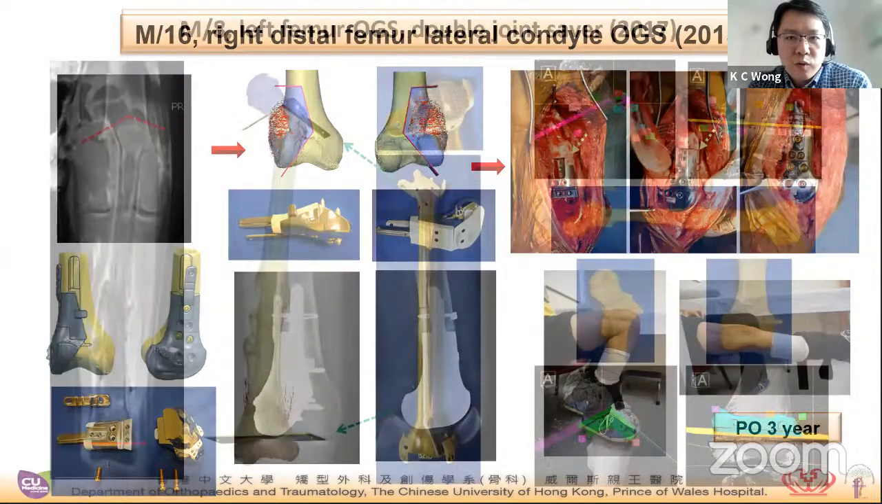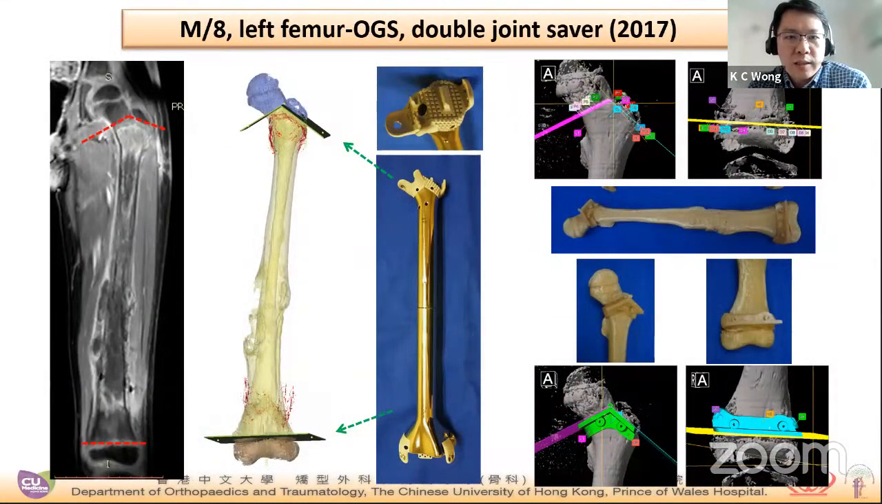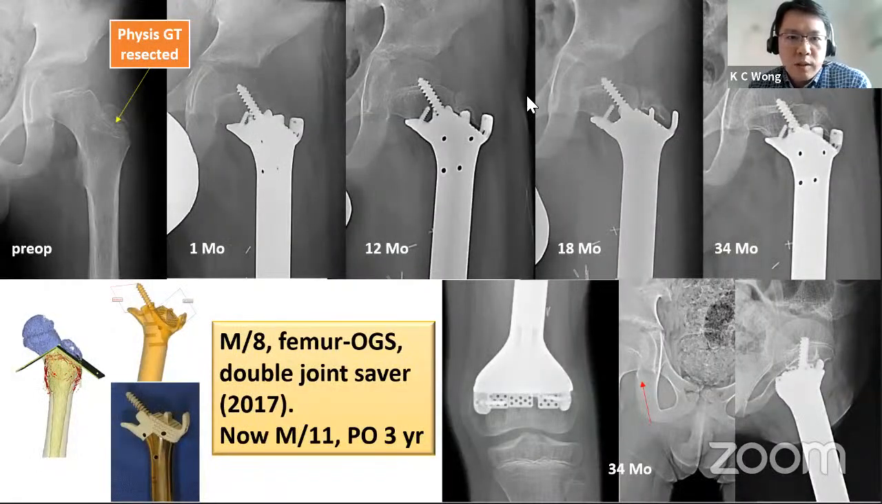So another case where we think that a combined technique was used, because the surgeon is not quite sure on the proximal part and also the distal part. So we use navigation to double check the guide direction and guide position, and then we use the guide to make the cut. So we have saved the femoral head type of physis, saved the other side of the acetabulum.